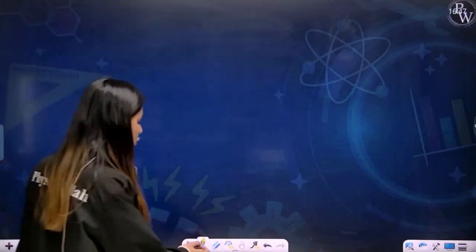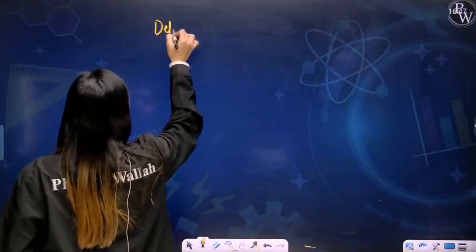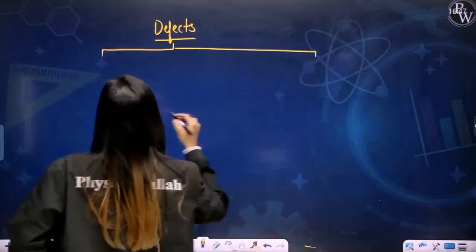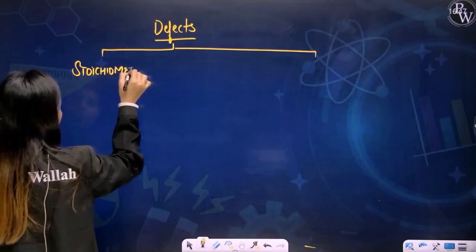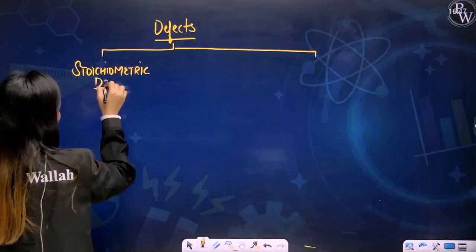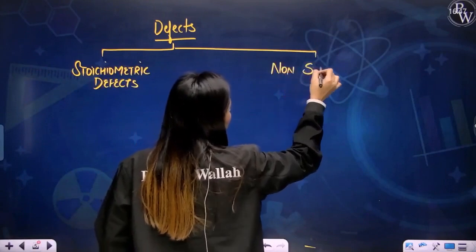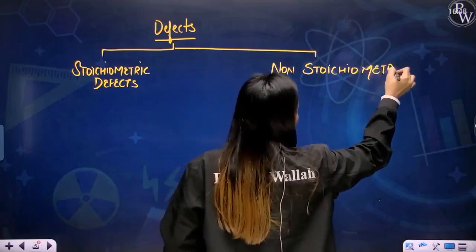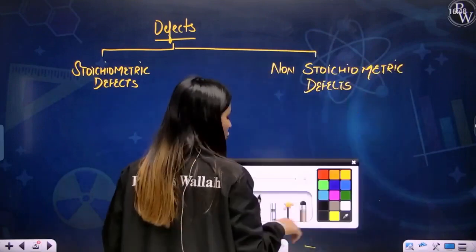Now let's try to make a small flow chart of what kind of defects we will be discussing today. Now, my dear students, if we talk about solid defects, defects are majorly classified as two: stoichiometric defects, and the other is non-stoichiometric defects. Now let's try to understand what stoichiometric defects and non-stoichiometric defects denote.